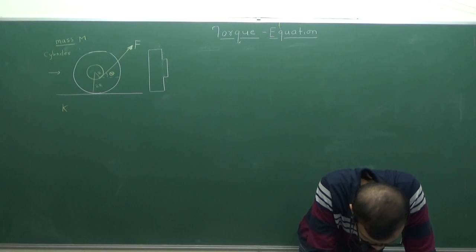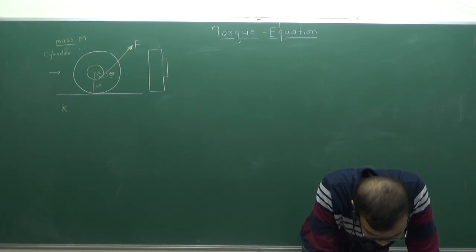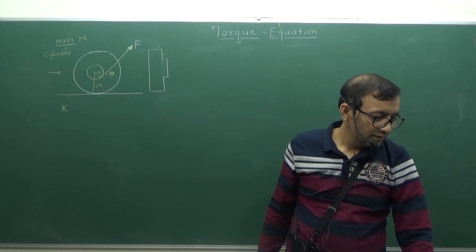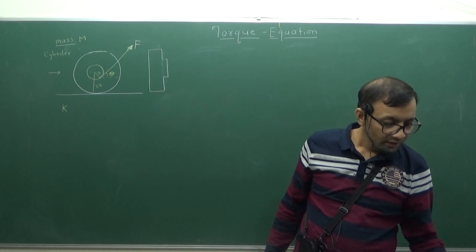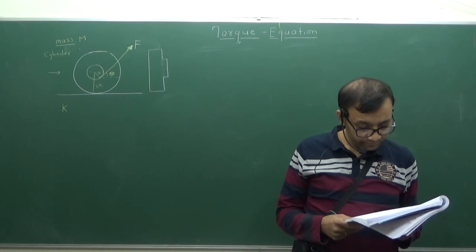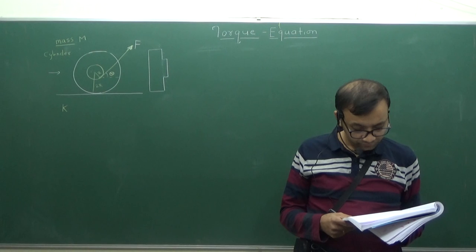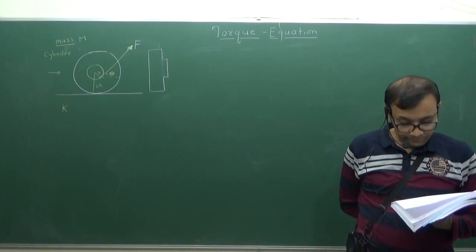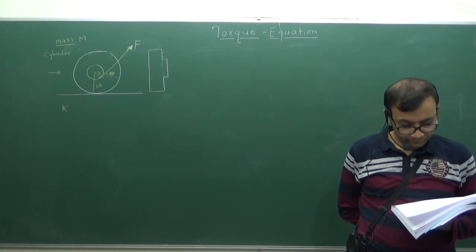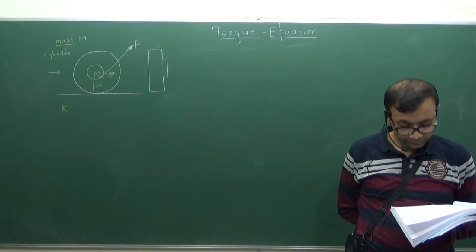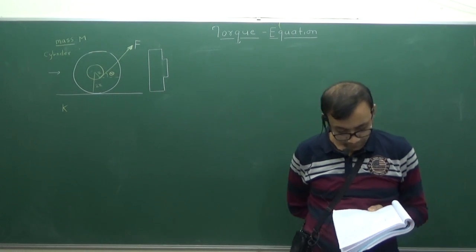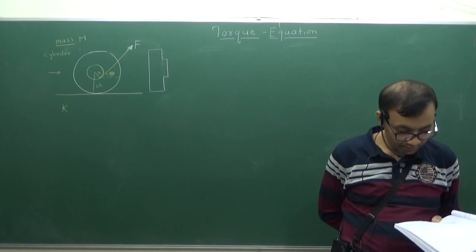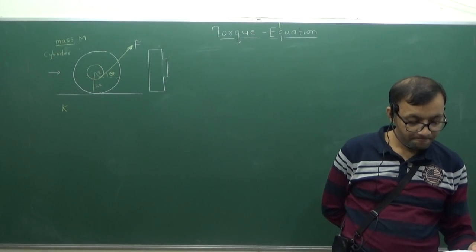FR is equal to F cos theta. Why? Why should balance? There is skid, no, it will not roll without slipping. You don't need this equation, the vertical direction. Normal direction is unnecessary. It's correct.